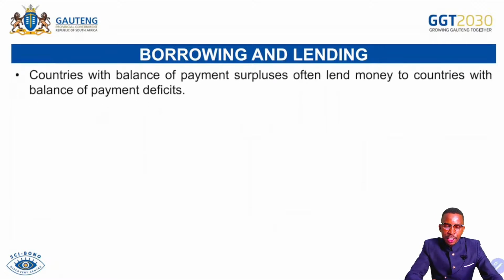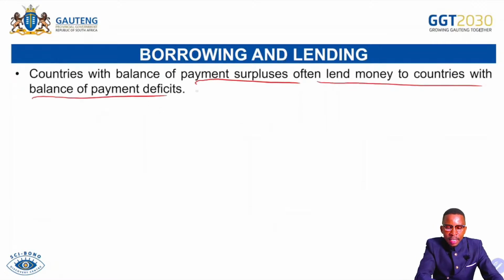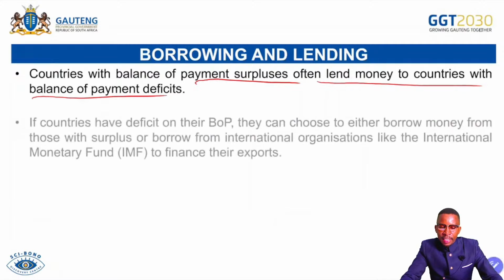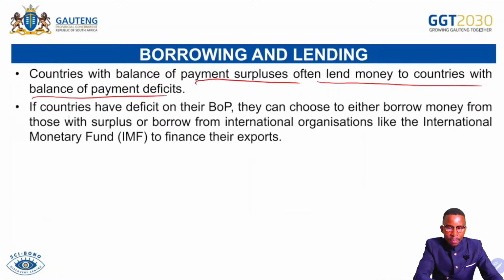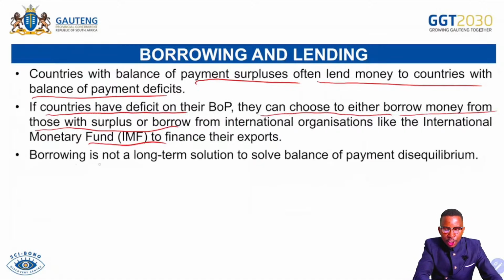Borrowing and lending. Countries with balance of payment surpluses often lend money to countries with a BOP deficit, but it's also known as a short-term solution. If countries have deficits on the BOP, they can choose either to borrow money from those with the surplus or borrow money from organizations like the IMF so that they can finance their imports. Borrowing is not a long-term solution to solve the BOP disequilibrium.